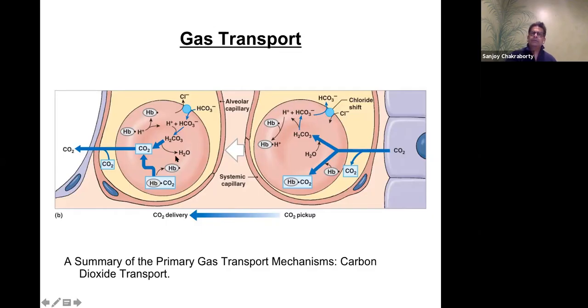The opposite happens in the lung. The chloride goes out, bicarbonate comes in, binds with hydrogen to make carbonic acid, which breaks into water and carbon dioxide, and all the carbon dioxide goes out. So whatever happened here, if you know that, you just reverse the arrow and you'll know what happens here. And that is how the gas is being exchanged. So that's the whole respiratory system.